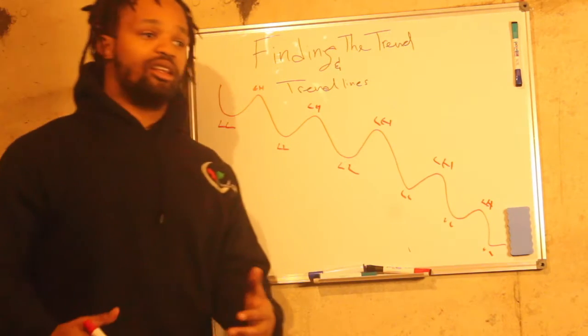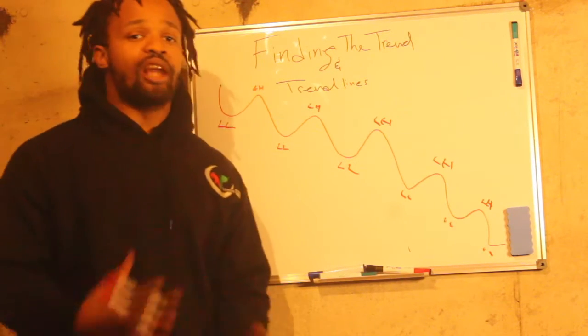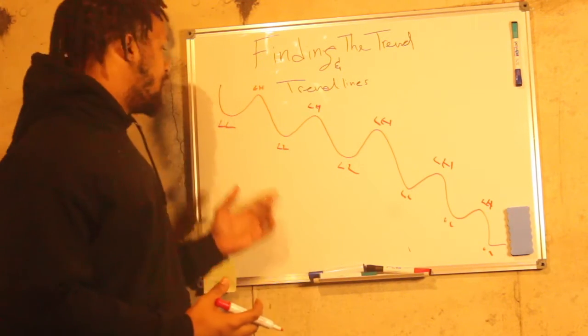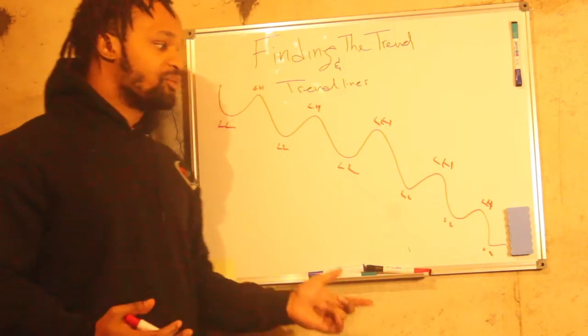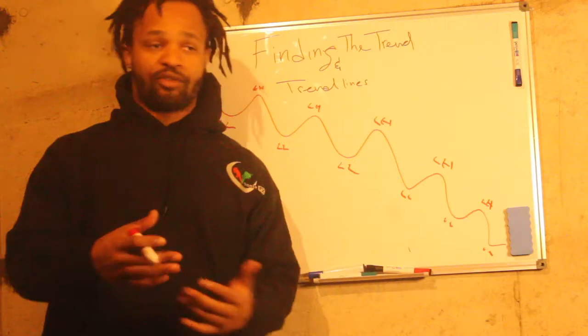Right? And how do we know this is a downtrend? Because it's making lower highs and lower lows, and it's going all the way down, right? All right, Lee, what's another way you could identify the trend?